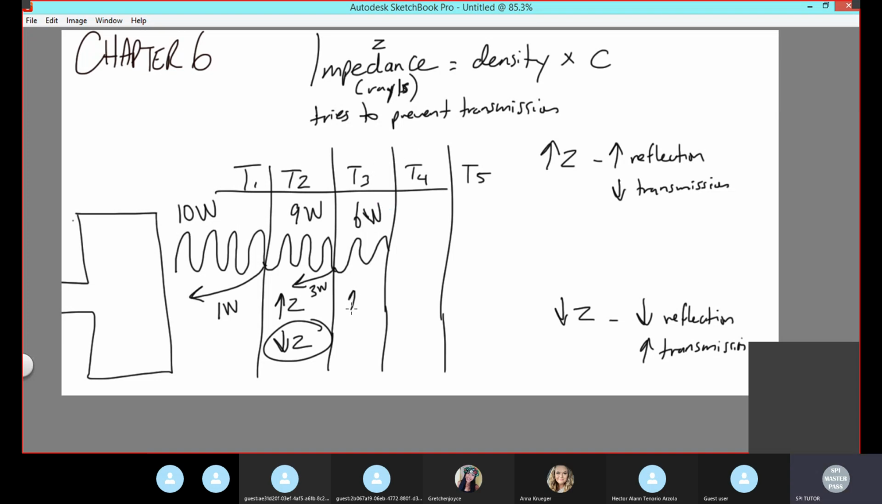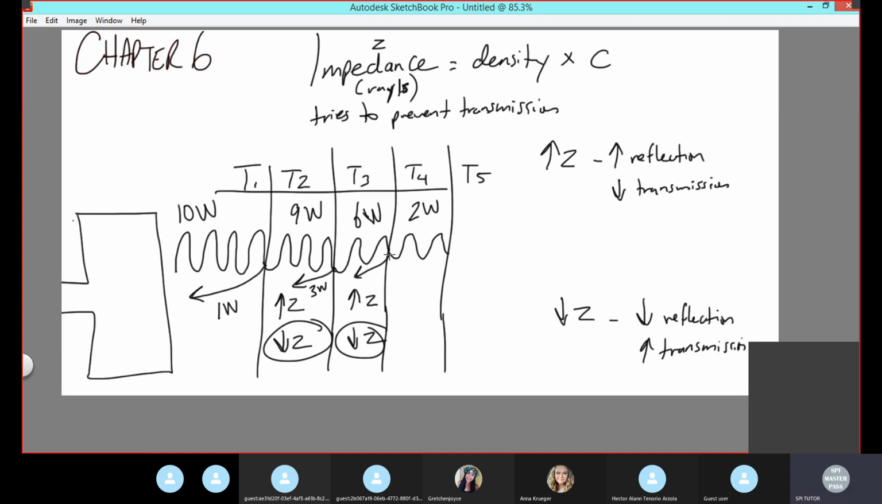Okay. And then I'll ask myself the same question. Is this a high impedance or a low impedance? From 9 to 6, a lot of it still went through. 6 is a majority of 9. So I would say that this is a low impedance. Now I go into this tissue and I have 2 watts. 2 watts went through.